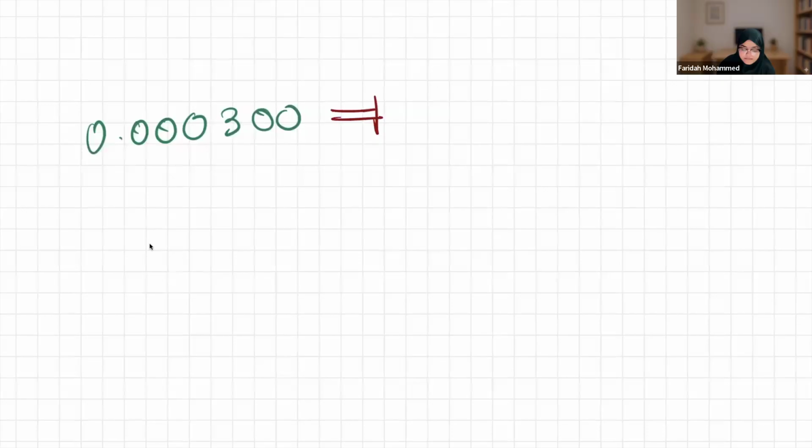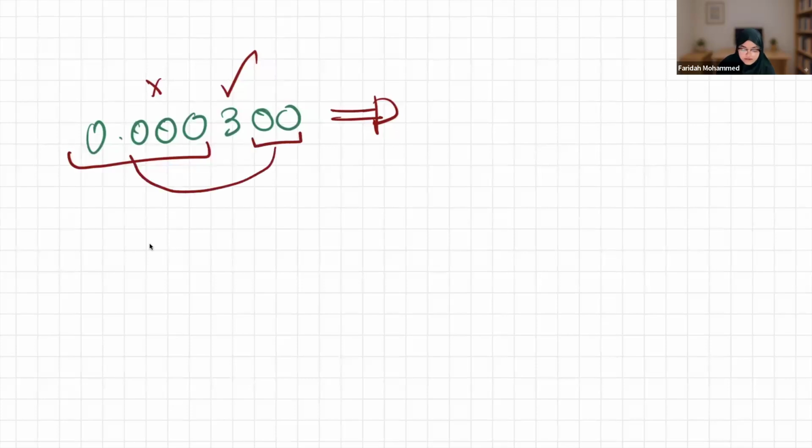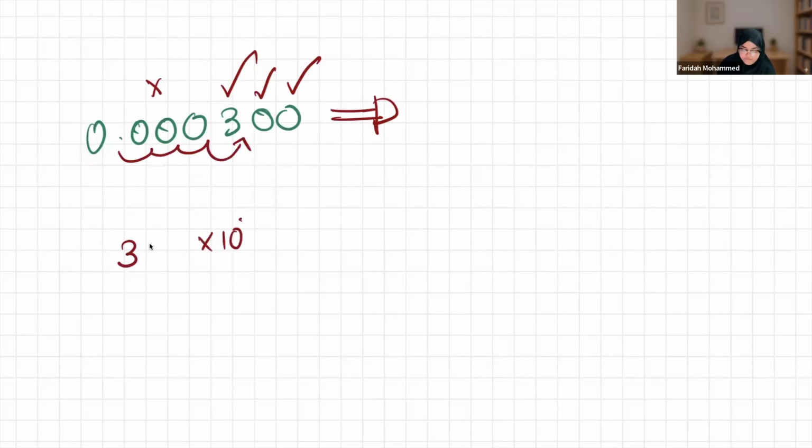This one has zeros in the front that are not significant. This is significant. The zeros at the back are significant if there is a decimal point. So you have 3 significant figures. So you would think all of you know to do 1, 2, 3, 4, so 3 times 10 to the negative 4. However, this one has 3 significant figures and this one has 1. So you have to make sure you make it 3 significant figures. Okay?